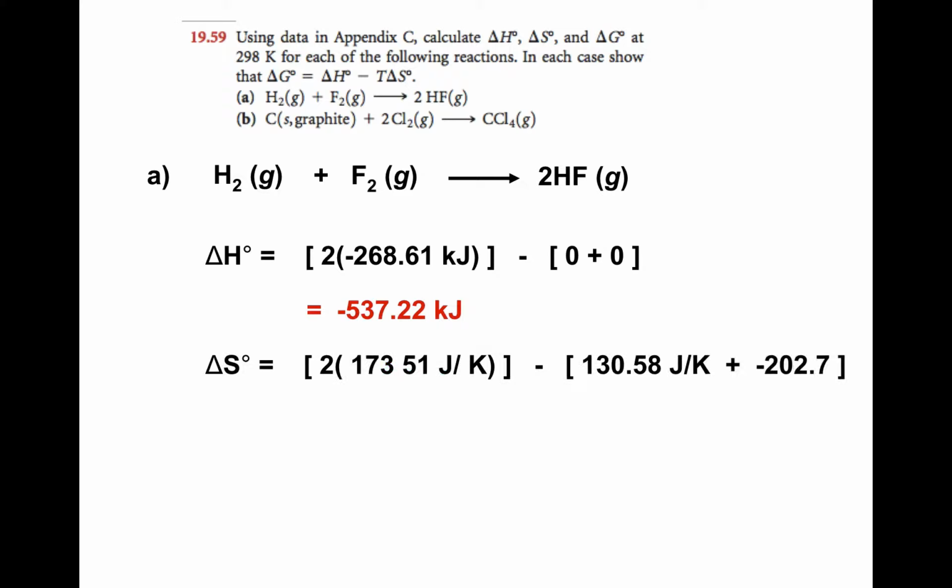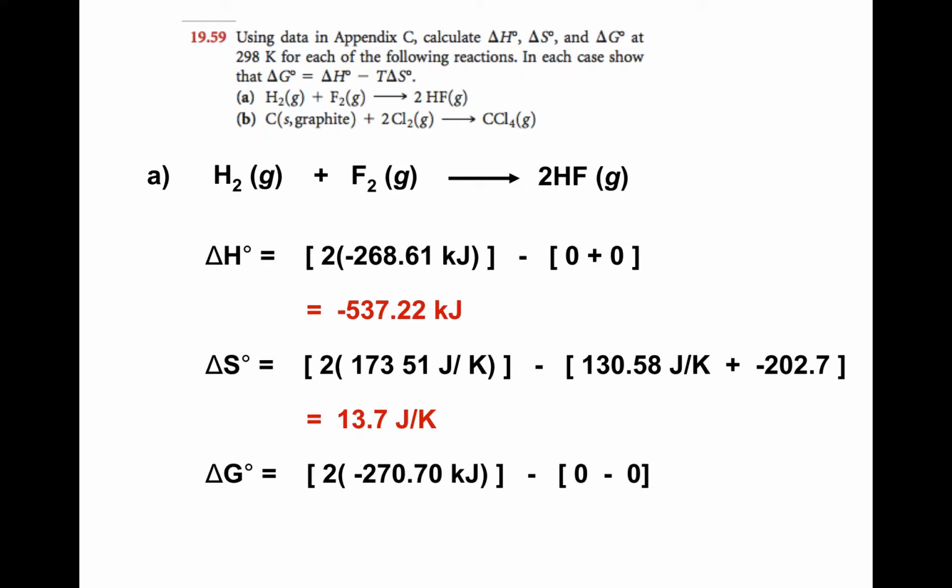We can look up S's as well. These are absolute values. We subtract the S's of the reactants from the S's of the products to get the change in delta S at standard conditions. Calculated the same way, right? The sum of the products minus the sum of the reactants. I get this in joules per Kelvin.